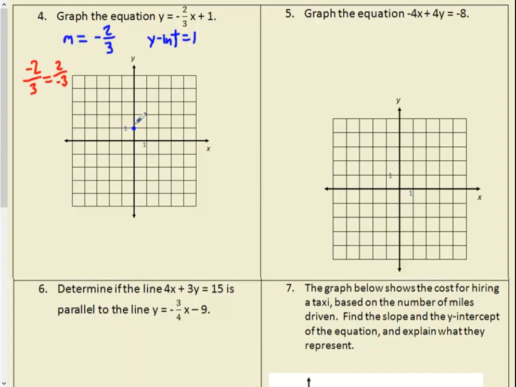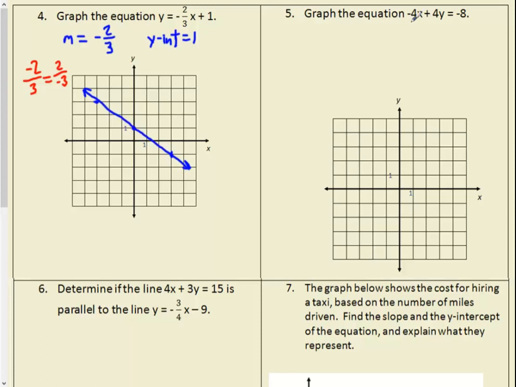So in other words, we can either go down 2 units and to the right 3, or we could go up 2 units and to the left 3. Okay, so negative divided by a positive is negative. Positive divided by a negative is still negative. So then we can draw our line going through those points. Remember, you only need 2 of those points. I just drew in 3 to verify and to show that you have 2 different options going from your y-intercept.